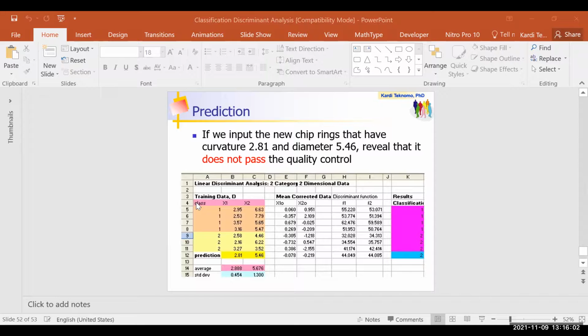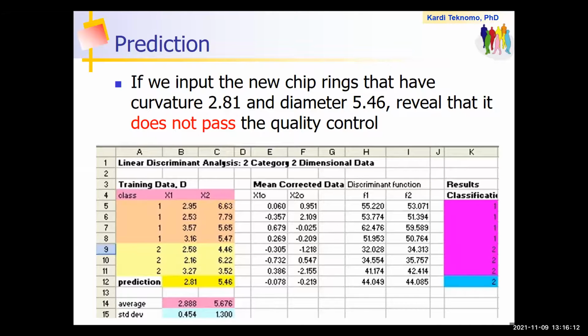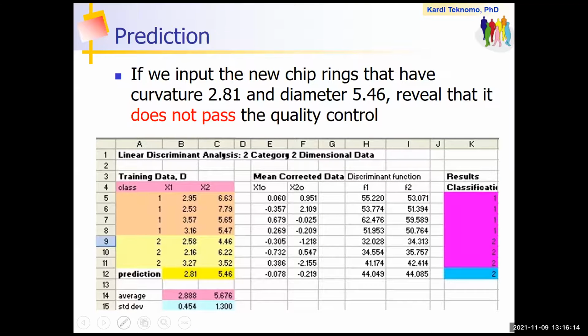So say in row 7, what do you have in row 7? In here I have 62 and 59. Which one is higher, 62 or 59? Of course, 62 is higher than 59. That means it is group 1.